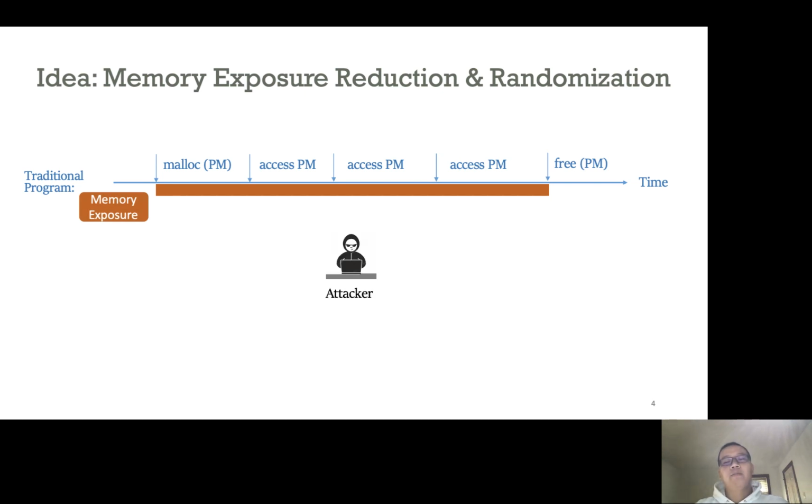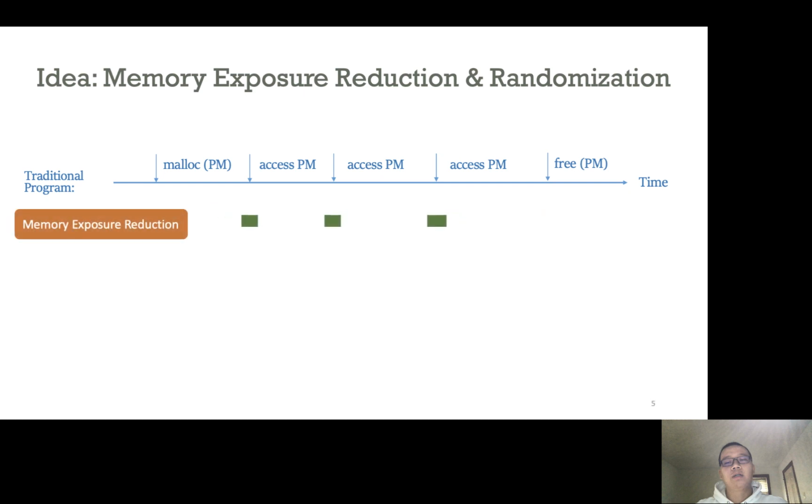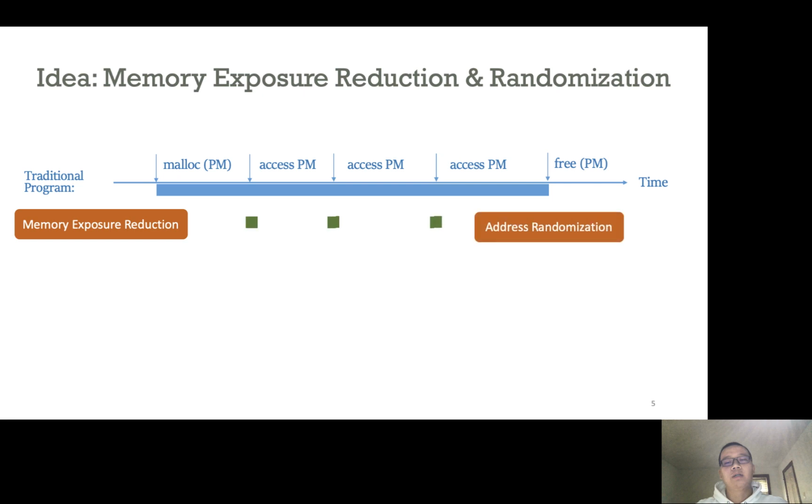The attacker is able to use the vulnerabilities to launch attacks during the memory exposure. Our idea is to reduce the memory exposure into several small temporary windows, where the data is not mapped outside these temporary windows. Every time we open a temporary window, we also perform a runtime randomization. In this way, when the attacker tries to launch software attacks outside the window, they will just receive the segment fault because the data is not mapped.